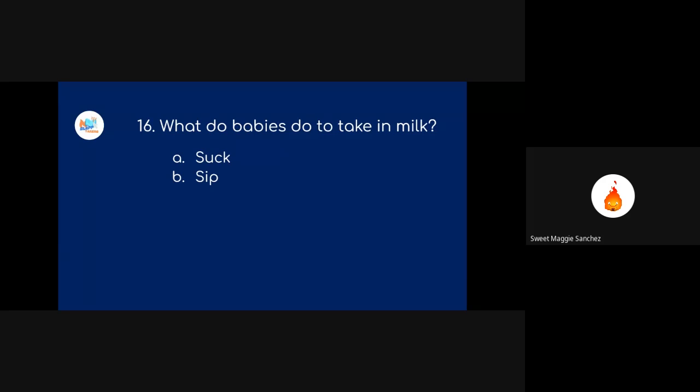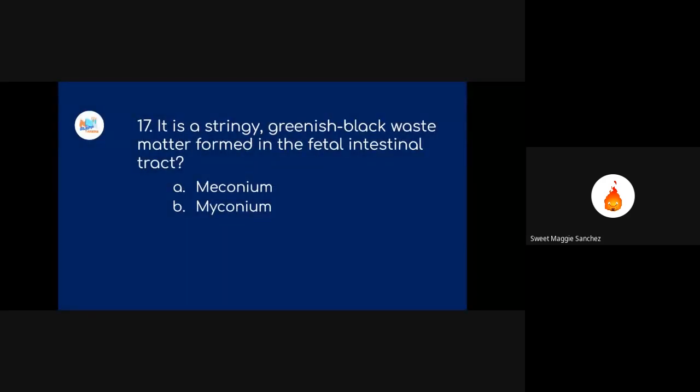Okay, timer stops. Question 17. It is a stringy, greenish, black waste matter formed in the fetal intestinal tract. Is it A, meconium, or B, myconium?